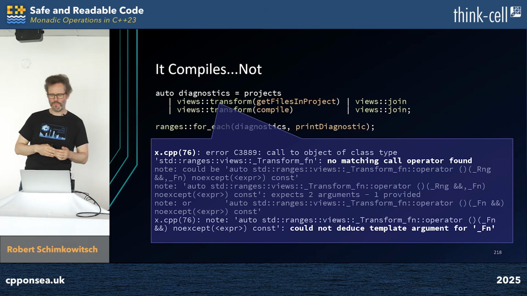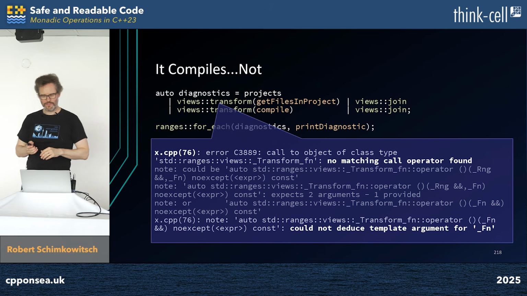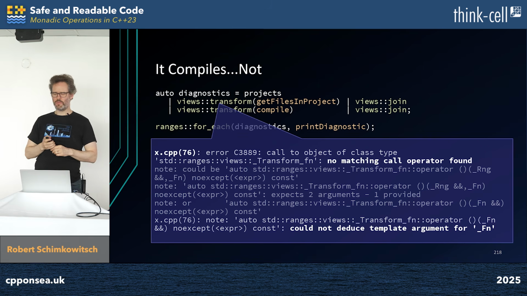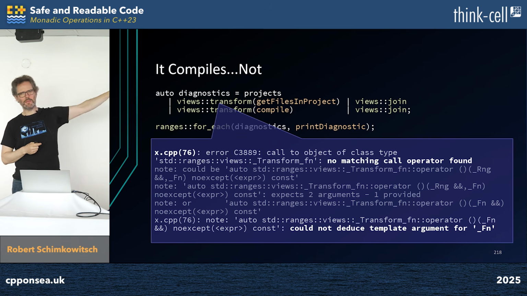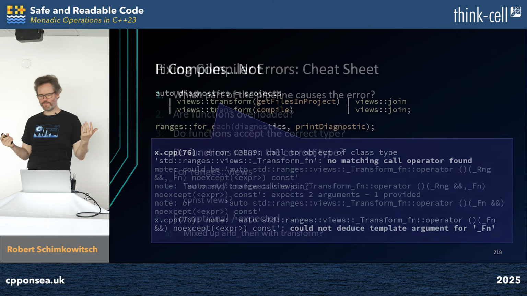For example, in the beginning, I find that I cannot find a match and call operator or something, and then at the end that some template argument could not be deduced. And in the beginning, that's similar to what Clang and GCC will tell you. So how do we fix that?